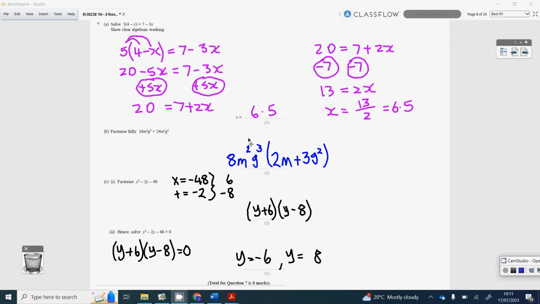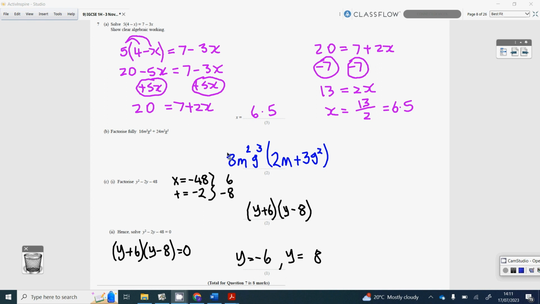And just imagine that first claw. 8m squared g cubed times what would give you 16m cubed g cubed? Well, we needed 2 to get our 8 times 2 is 16, and we need another m to give us m squared times m is the m cubed. We're fine with the g's.